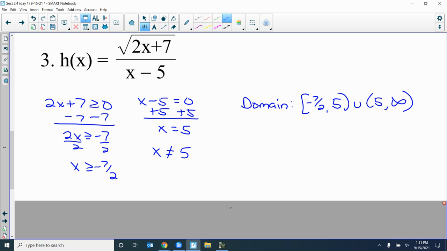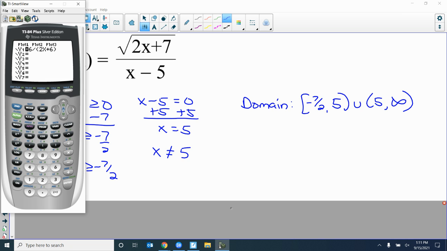So if I graph this one, square root of 2x plus 7 divided by, now I've got to put this in parentheses, x minus 5. And then I hit graph. There's your first piece. If it's just missing that point, it's going to create what's called a vertical asymptote, and then we've got the second piece. Now, it's not obvious, but if you go to the table, you'll see that anything past -3.5 is going to give you an error. But everything to the right will continue.